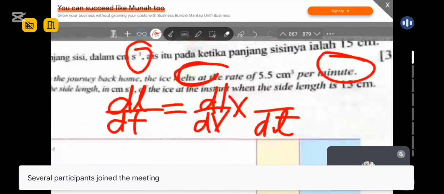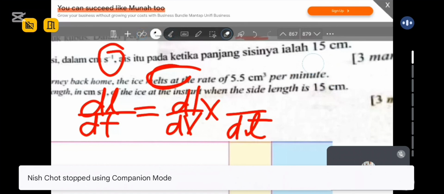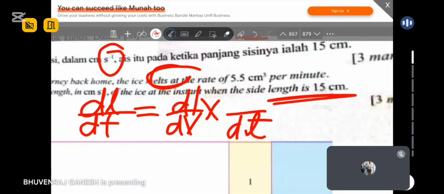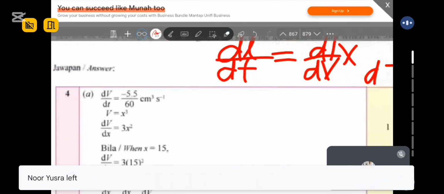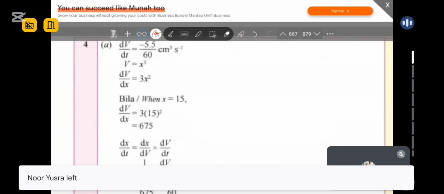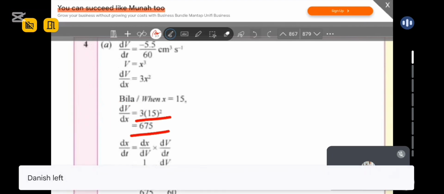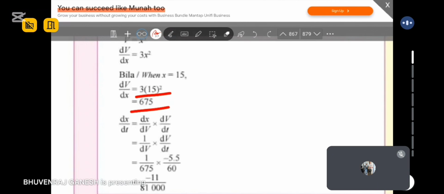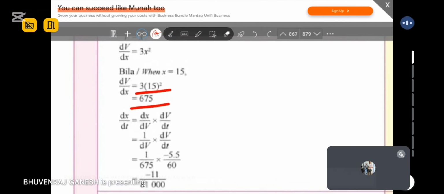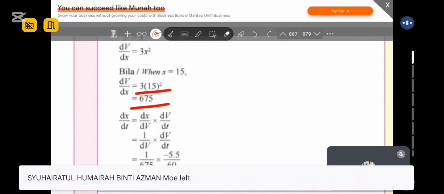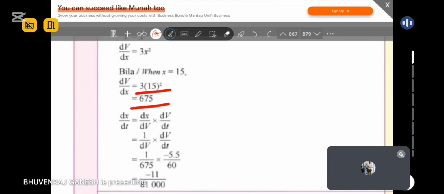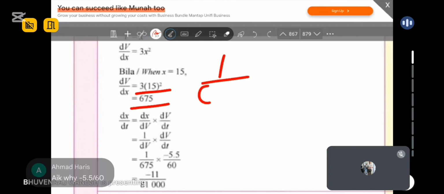Okay, so they ask you to find when the side length is 15. Cari bila panjang dia adalah 15. So means that x equal to 15. Am I right? So you just substitute x equal to 15. Gantikan saja. Find the value of dv over dx. Okay, and then your dx over dv. Okay, dx over dv is 1 over 3x squared. Am I right? Or 1 over 675.